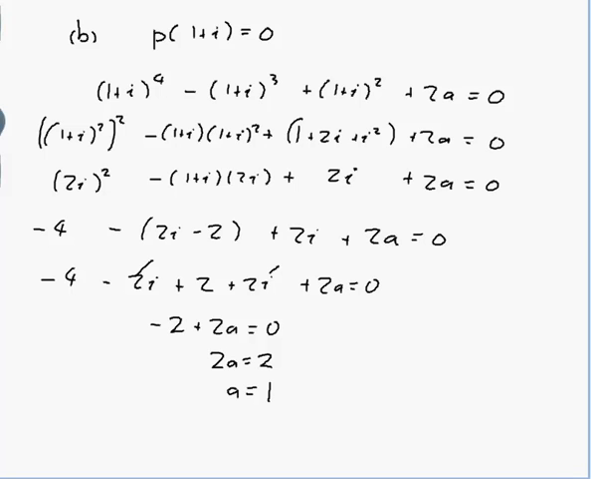Excellent. So just to round that off, P of Z is equal to Z to the 4 minus Z cubed plus Z squared plus 2A, so plus 2.